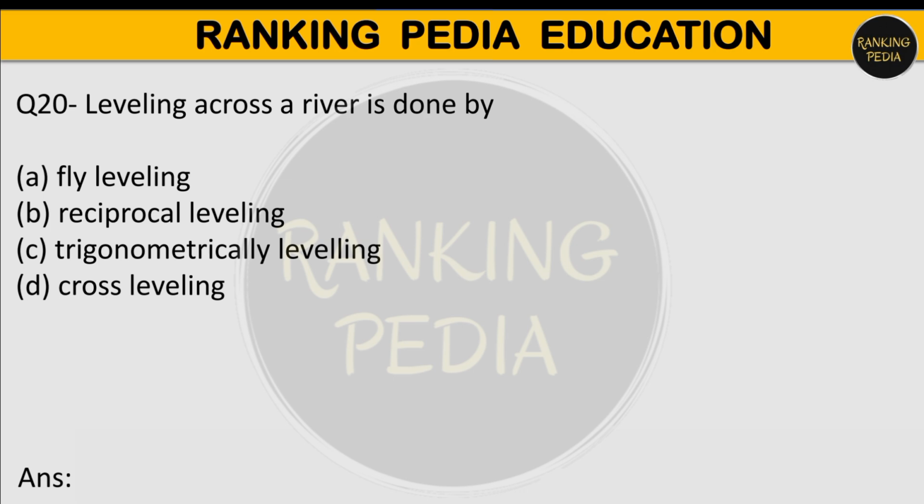Next question is, leveling across a river is done by. Your options are fly leveling, reciprocal leveling, trigonometrical leveling, or cross leveling. So which one is the correct? That is your option number B, reciprocal leveling. Leveling across a river is done by reciprocal leveling. Option number B is correct.